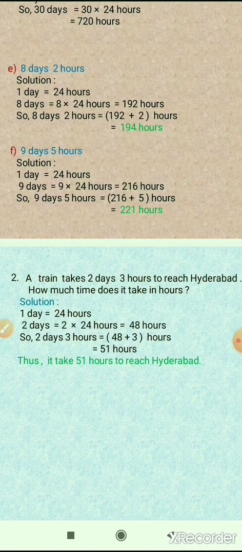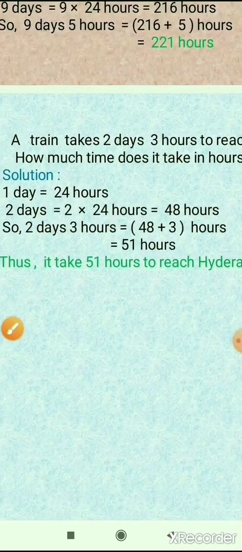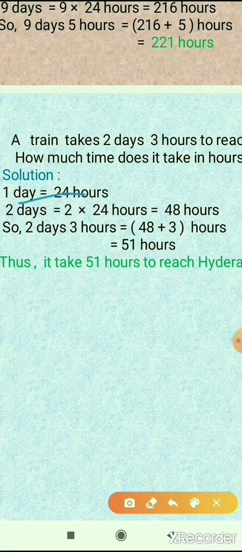So here time is given in days and hours. Okay, and we ask here answer in hours. So here we have to convert 2 days 3 hours into hours. Okay, so see its solution. So we know that 1 day is equal to 24 hours. So 2 days is equal to 2 multiplied by 24. 24 2s are 48 hours. Okay, but here we want to find 2 days and 3 hours into hours. 2 days means 48. In that we add 3. 48 plus 3, 51 hours.